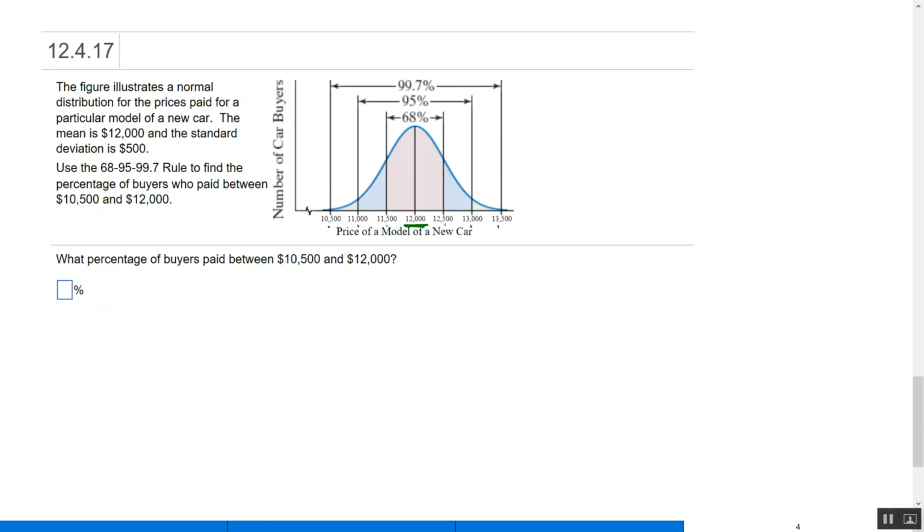What we're looking for in this particular example are just the ones that are between 10,500 and 12,000. So I want it to be between here and here. So really I'm looking at these three standard deviations below the mean. It'd be a lot easier if I were looking for everything below the mean, because then I know that half, or 50%, is below the mean. And in this case, that means 50% is going to be below $12,000.